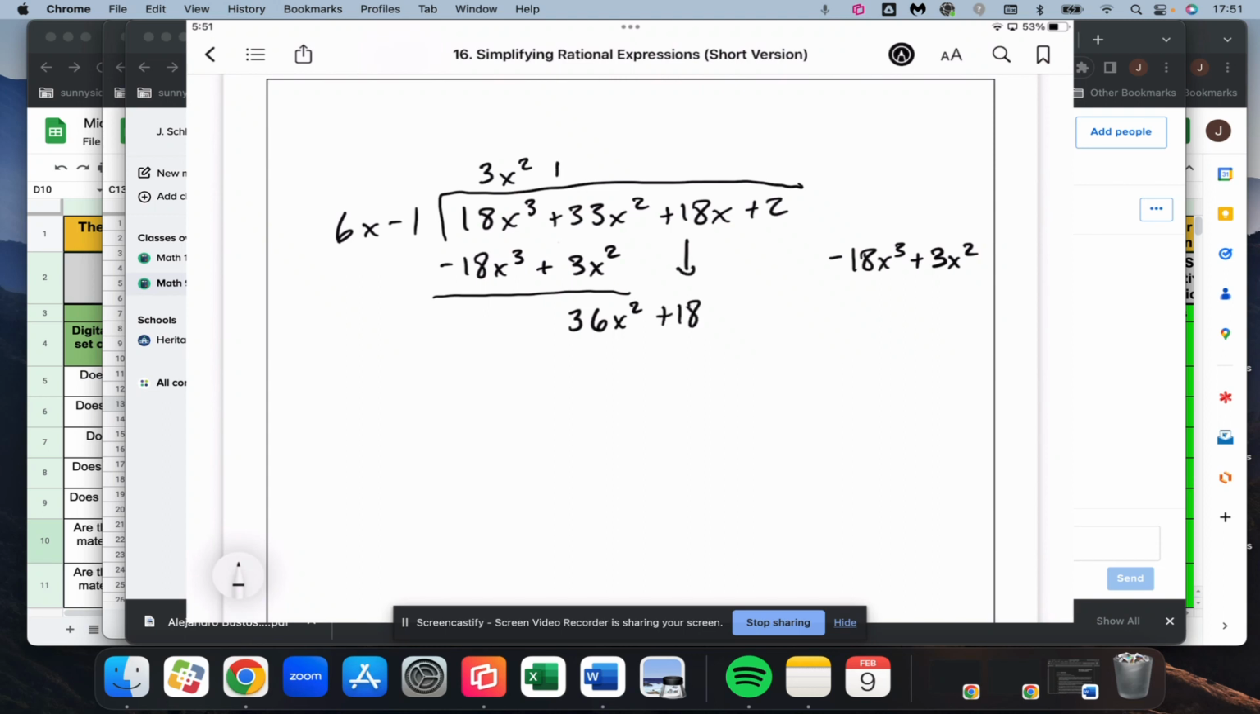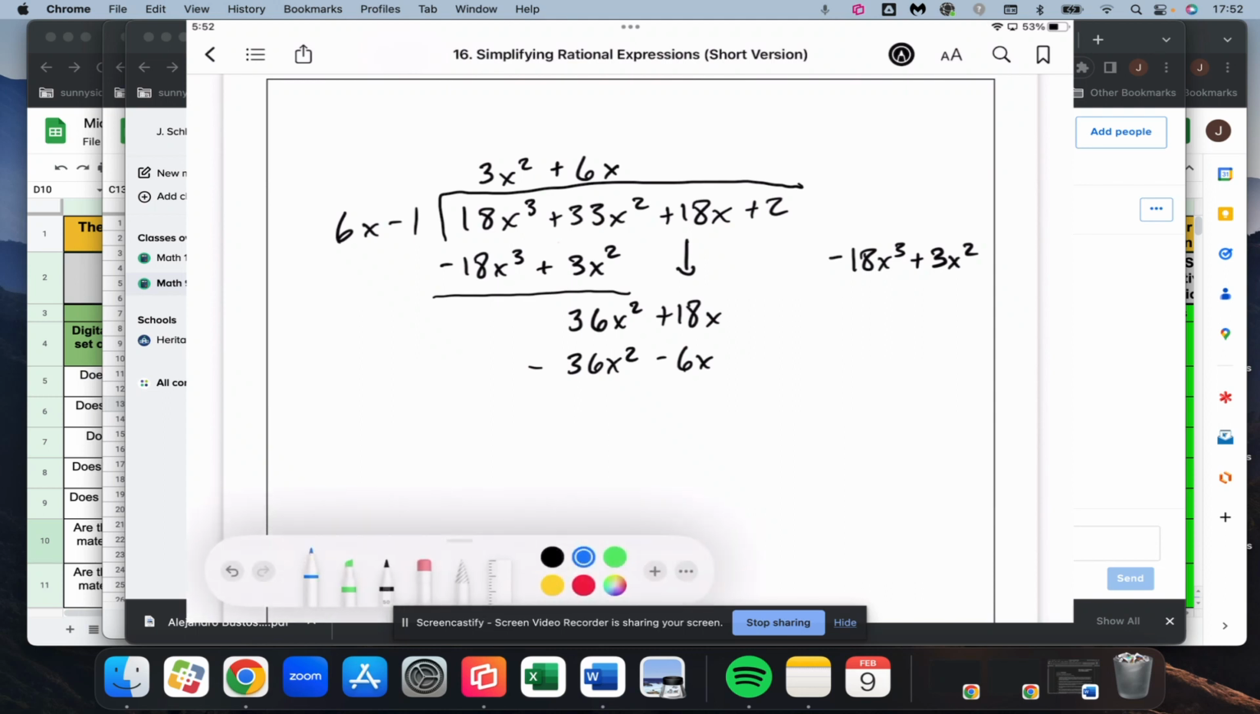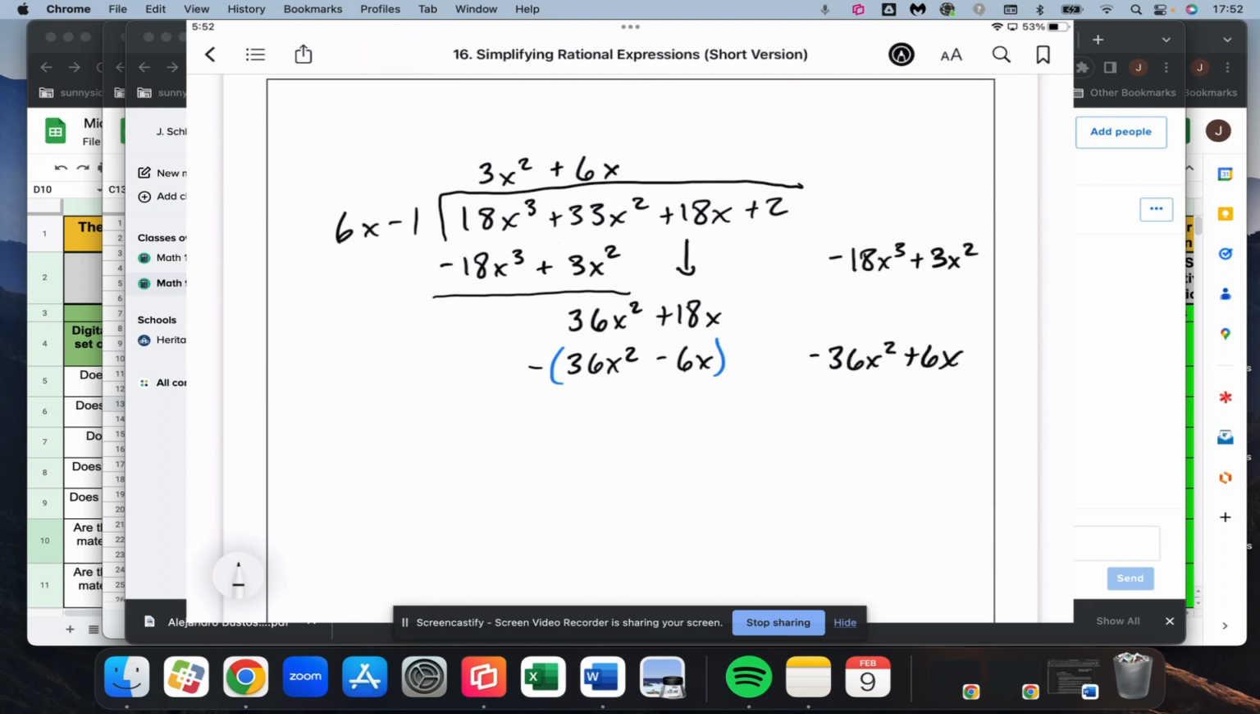6x goes into 36x squared 6 times with an x behind it. Multiply 6x by 6x, we get 36x squared. 6x times negative 1 is negative 6x. And that should have an x on the 18. Again, the trick here is to recognize that we are subtracting that whole thing. So that minus sign is going to get distributed to the 36x squared and the negative 6x. So it's going to become negative 36x squared plus 6x, again because that minus sign gets distributed to the 36 and to the negative 6.